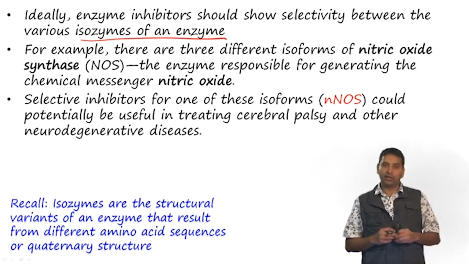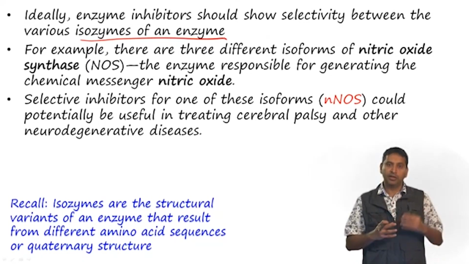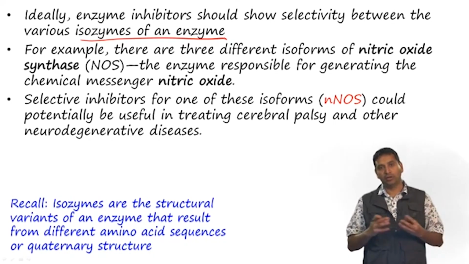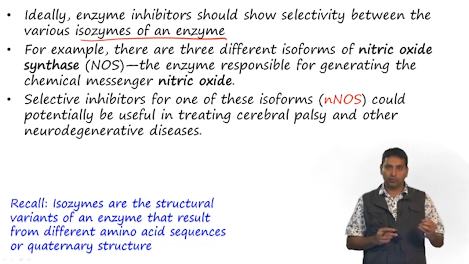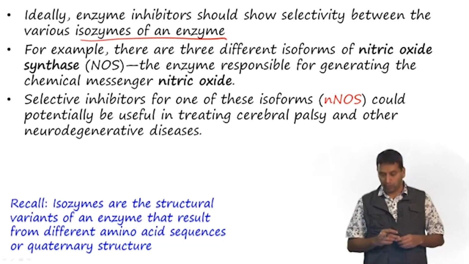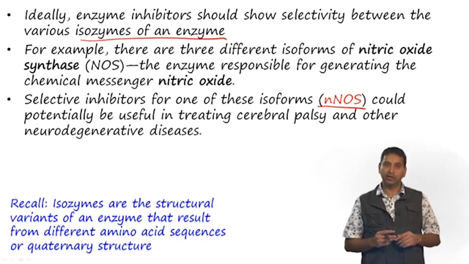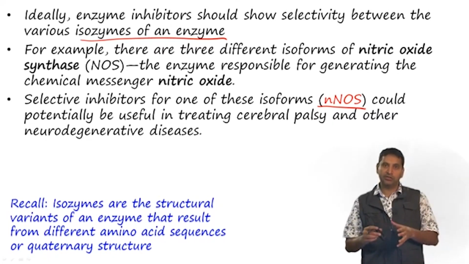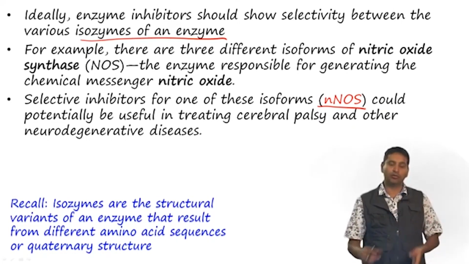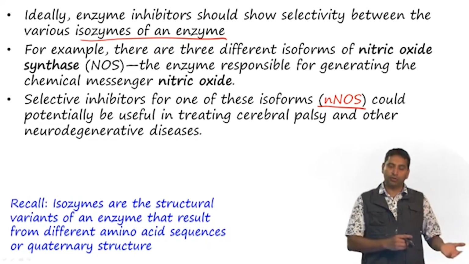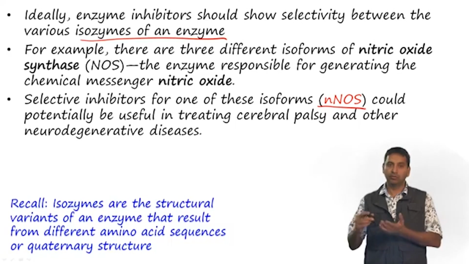You may recall that isozymes are the structural variants of an enzyme that result from different amino acid sequences or quaternary structure. So, for example, there are 3 isoforms of nitric oxide synthase, which is the enzyme responsible for generating nitric oxide. Now, selective inhibitors of one of these isoforms, which is the neuronal nitric oxide synthase or nNOS, could be potentially useful in treating cerebral palsy and other neurodegenerative disorders. But it is an immense challenge to figure out an inhibitor that selectively inhibits only this isoform, because if you inhibit the other isoforms, it can also be potentially harmful to the body.